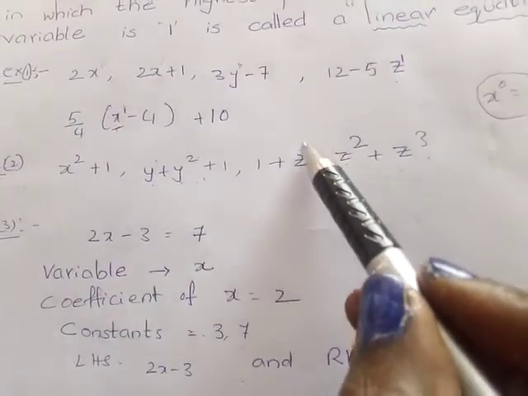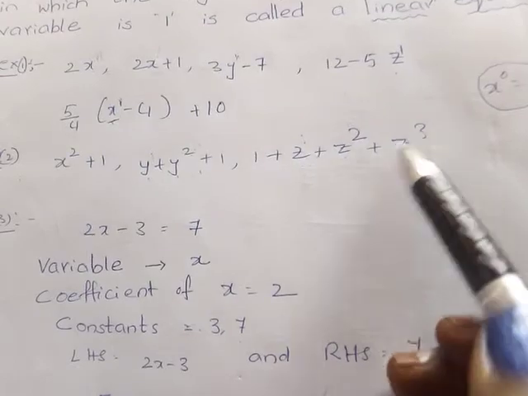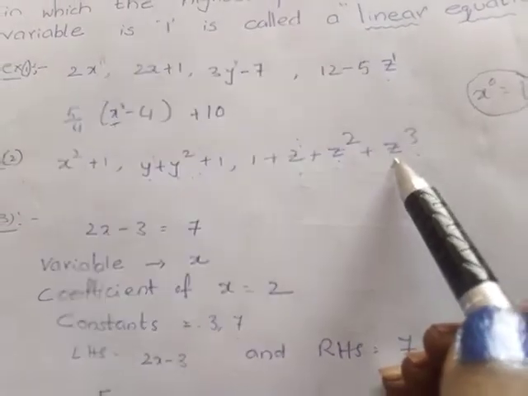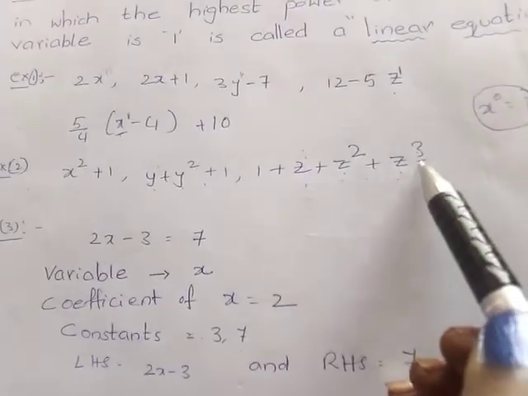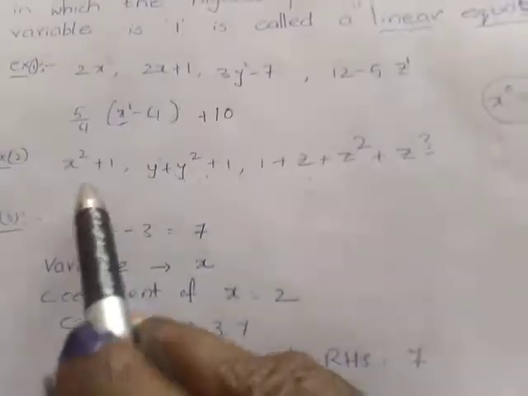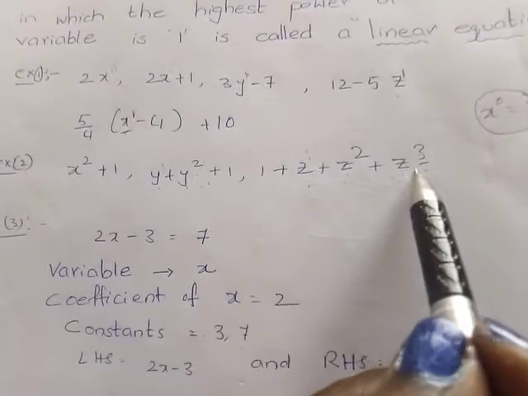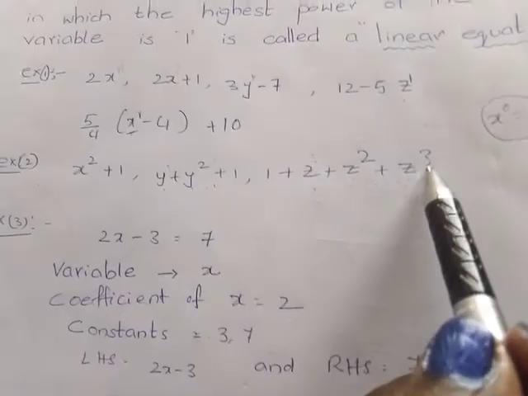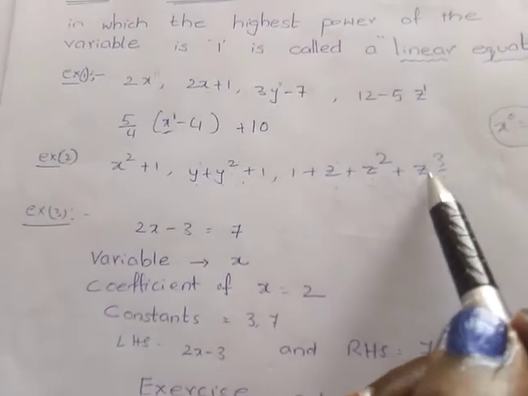And come here, 1, 2, 3. Variables are z square, z cube. What is the highest power? 3. So these are not linear equations because the power is more. Here 2, here 2, here 3. The highest power of the variable is more. So we should not assume them as linear equations.